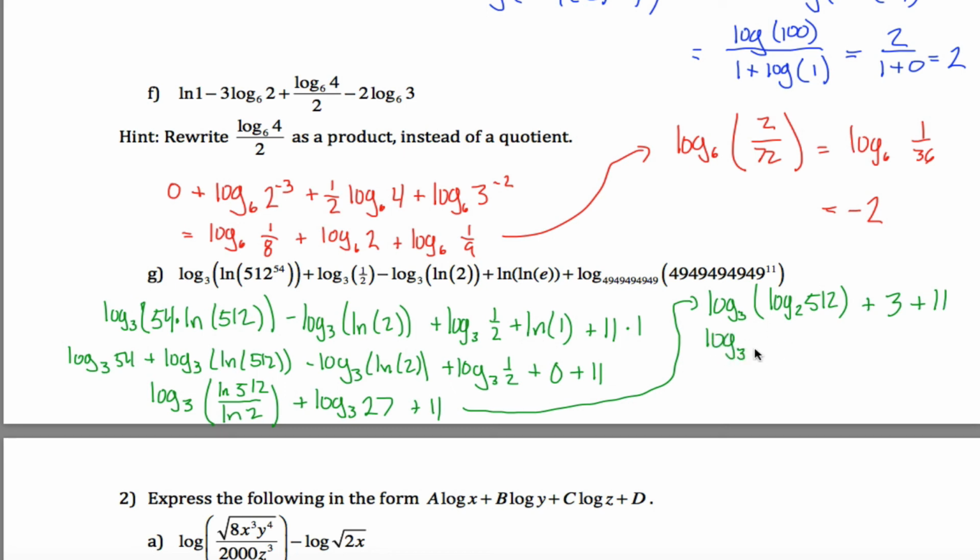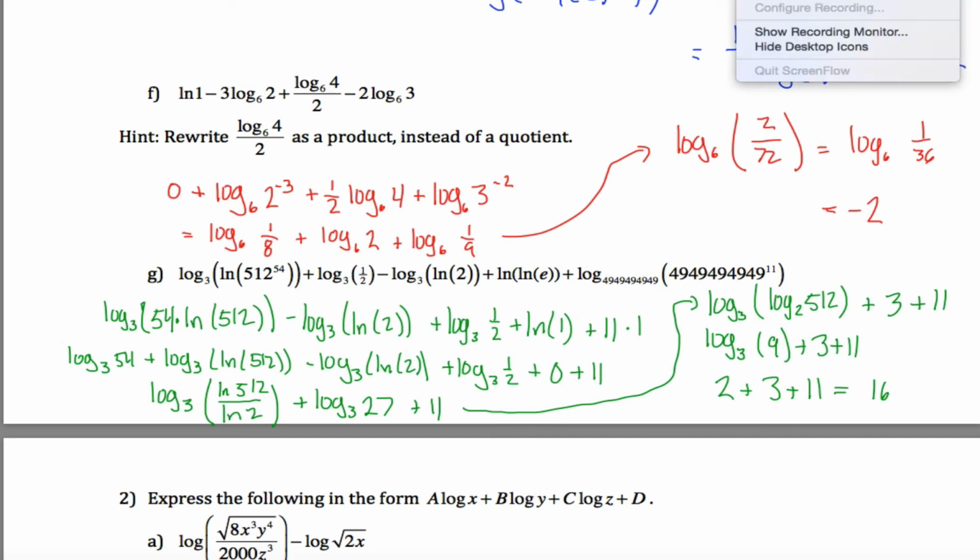The log base 2 of 512, I don't know, count that on your fingers or something. How many 2's do you get to 512 if you're multiplying them? 2, 4, 8, 16, 32, 64, 128, 256, 512. I think that was 9 that I counted out there. Log base 3 of 9 is 2, because 3 to the second power equals 9. 2 plus 3 plus 11 is equal to 16, which is the answer to this ridiculous problem. Guess I'll end this here and do the second page in another video.